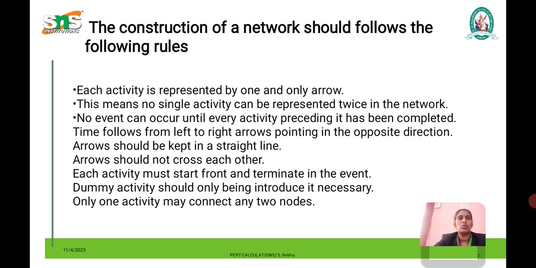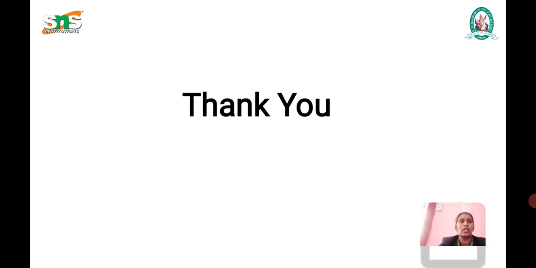And we have to follow the rules. These rules are called Fulkerson's rules, to be followed before constructing the network. Each activity should have only one arrow, no single event activity should be done, and it should not be represented twice. No event can occur until every activity preceding it has been completed. The arrow should be a straight line, dangling should not occur, and arrows should not cross each other. Each activity should start and end at an event. If we need any dummy activity to proceed, we have to apply the dummy activity also. Only one activity may connect any two nodes. So these are the procedures followed in the network.